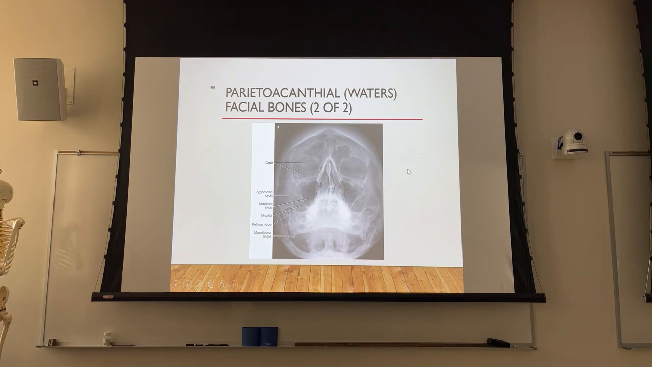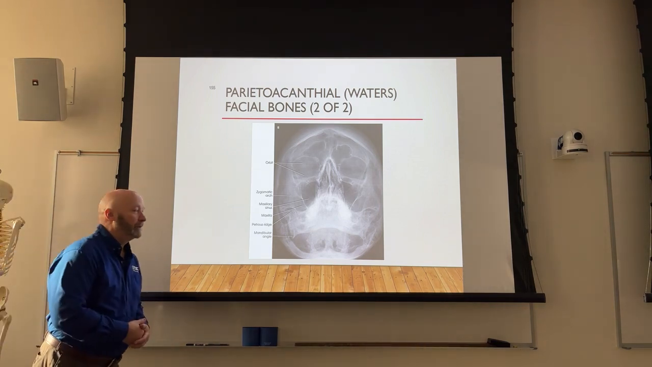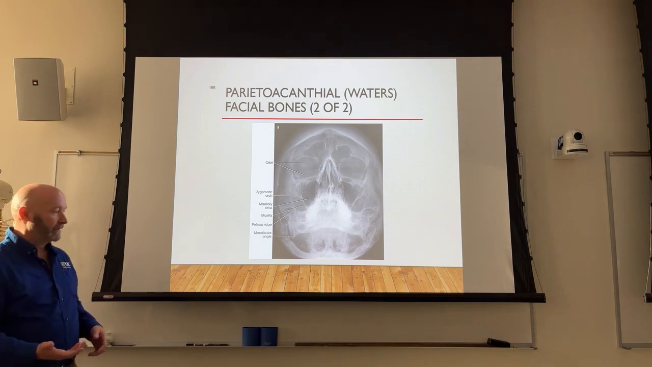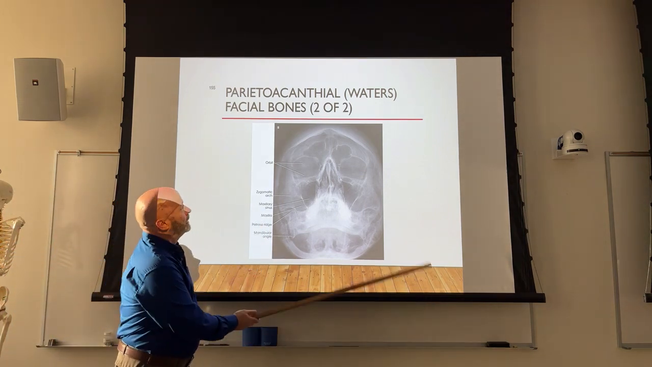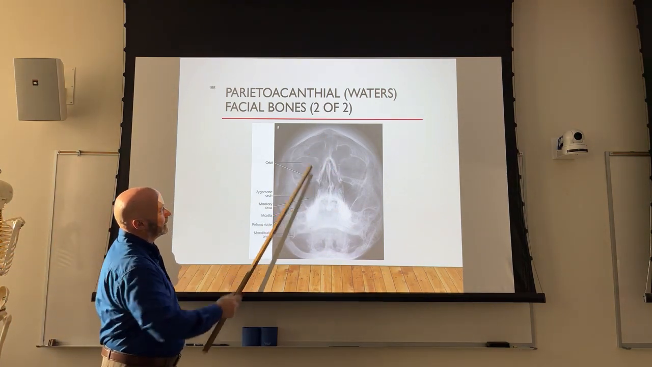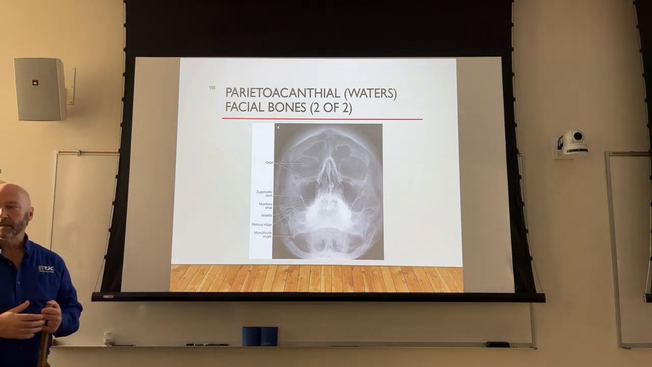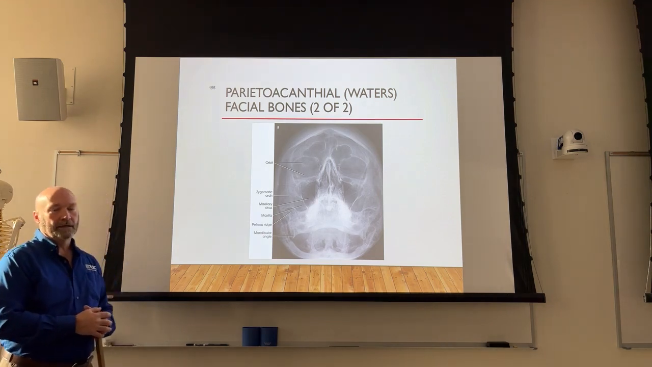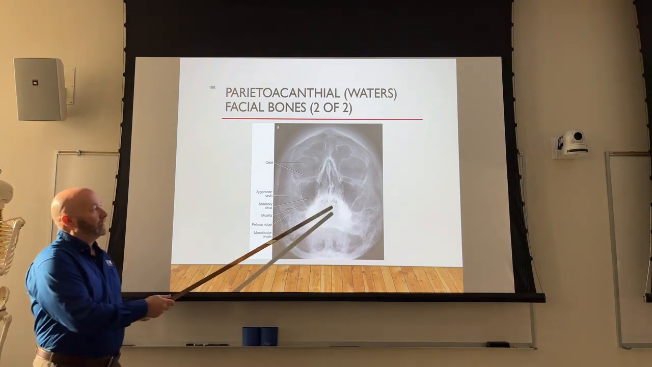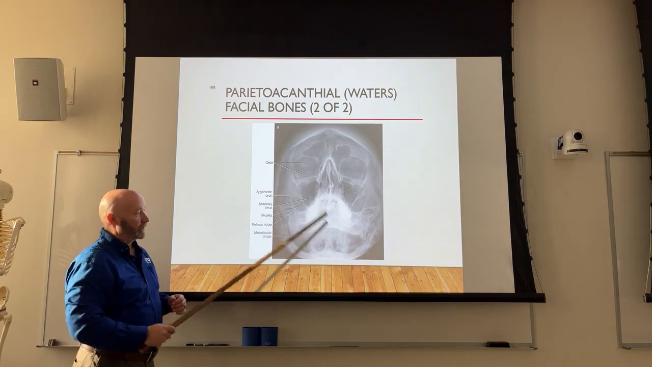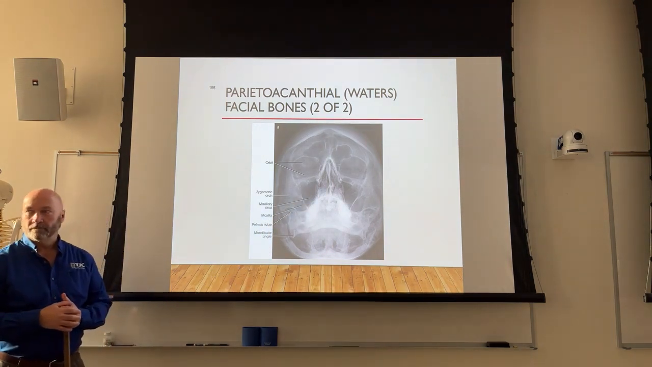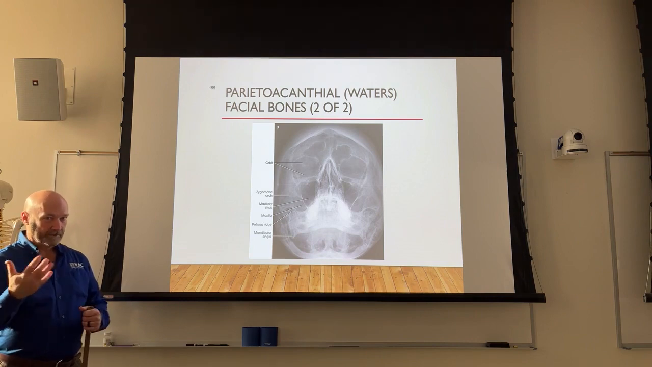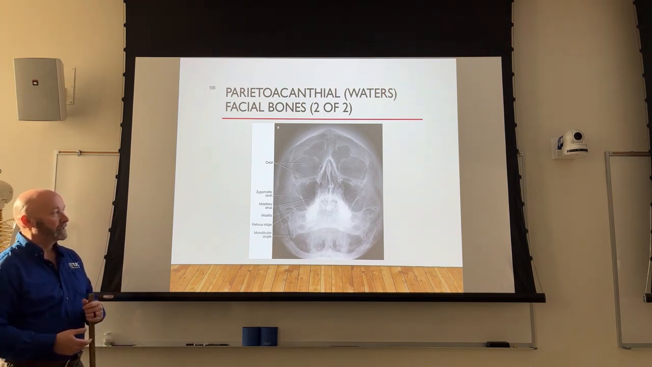All right, so here's Waters. In the Waters, can you see everything well? The answer is no, but you can see everything, okay? So what do you suppose that big dark area right there is? Frontal sinus. If the patient had a frontal sinus infection, do you think you'd see it? Yeah, you would. Those big dark things right there? Maxillary sinuses. That's your go-to view for maxillary sinuses.